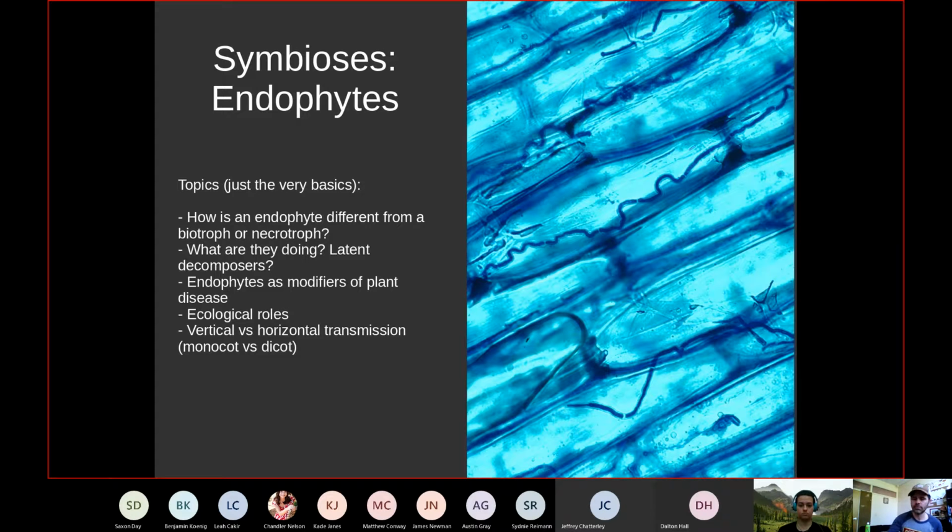So pictured here, where's my cursor? There we go. These are plant cells, and the squiggly dark blue lines, that's fungal hyphae. So they're living in between all the plant cells, on top of, kind of surrounding, but they're in the plant tissue. Okay. So we're going to just take a brief look at them, see what they're doing. Pretty much that's about it, how they help plants, if not hurt them.